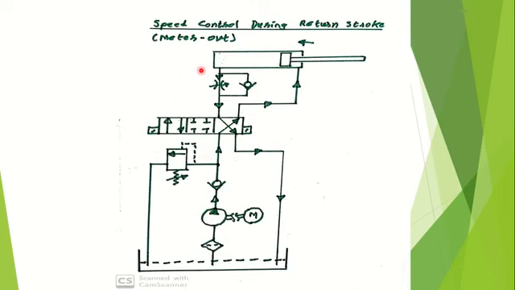Let us discuss another hydraulic circuit, that is speed control during return stroke. The question which is asked in the examinations is like this: using double acting cylinder, flow control valve with check valve, pressure relief valve, filter and direction control valve, develop a circuit for speed control during return stroke. This question was asked in summer 2018.